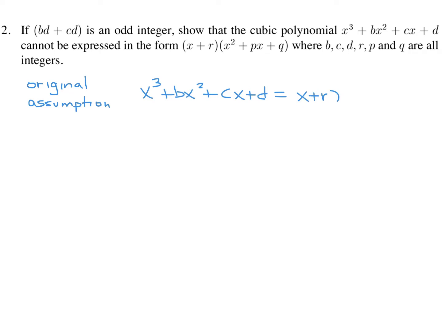All right, so here we go. x squared plus px plus q. So I'm saying that this can be done, that this can be equal to that, given our conditions, that this is an odd integer. All right, so the first step, of course, is going to be to expand this thing out and compare like terms.